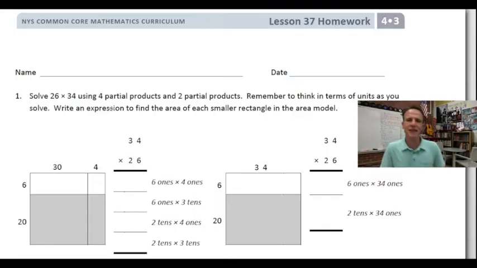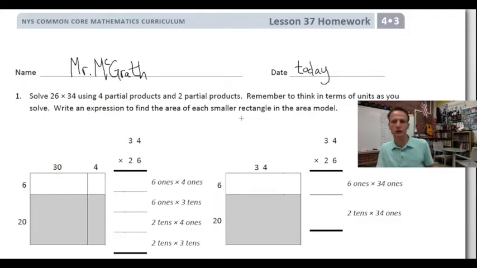Homework time. Yes, happy homework time is here once again. Let's jump right in. Jot our name down at the top of the paper. I will put my name and you put yours, all things being equal as it were. And for today's date, I will write today. You write the actual date where and when you are in this world.